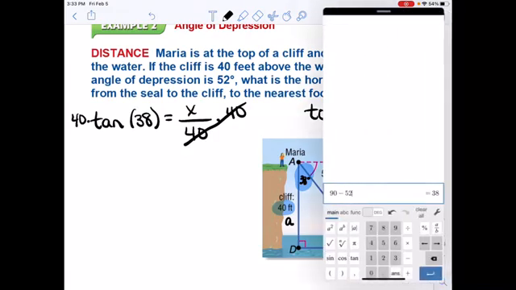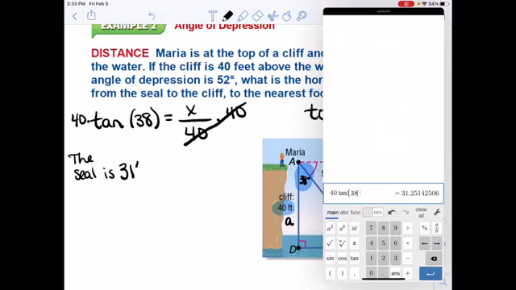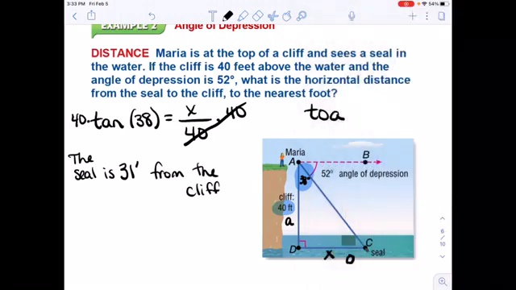They do want to the nearest foot, so we don't need to change any of our units. We take 40 times tangent of 38 degrees, and you get that the seal is 31, round to the nearest foot, 31 feet. It's really like 31¼ feet, but 31 feet. We could even write it out. The seal is 31 feet from the cliff.